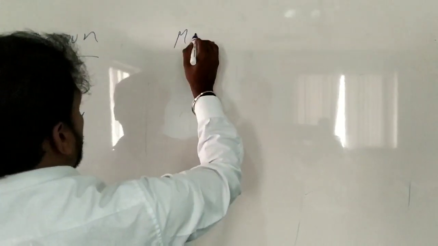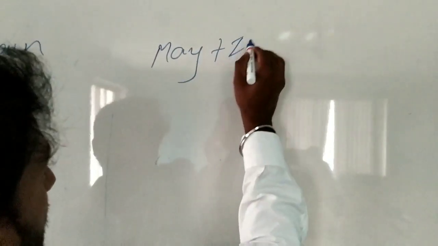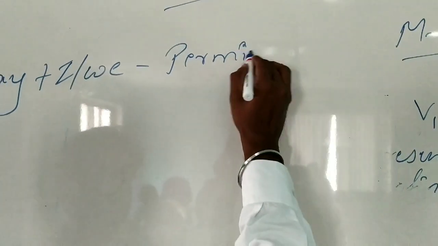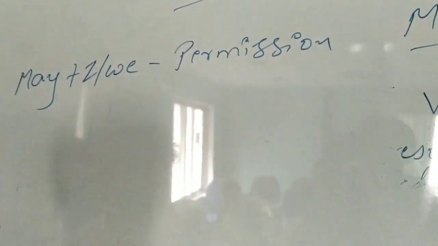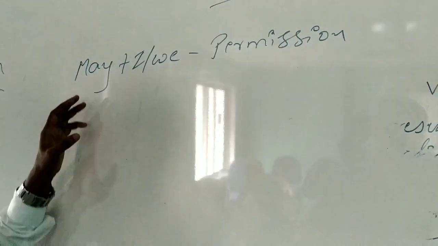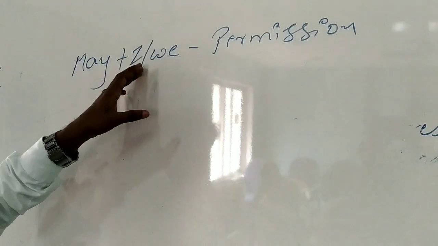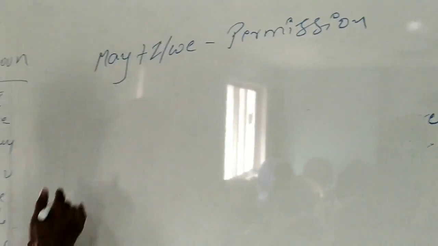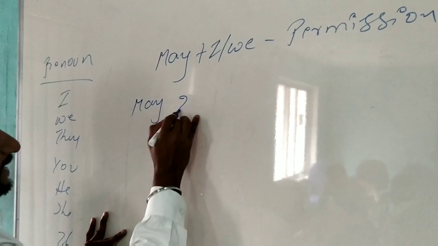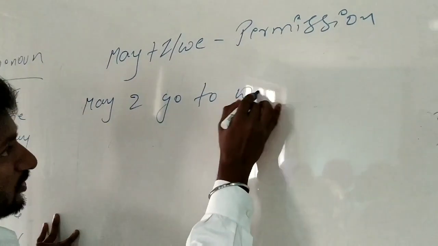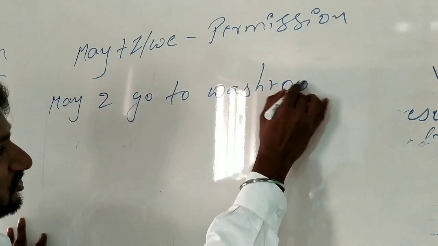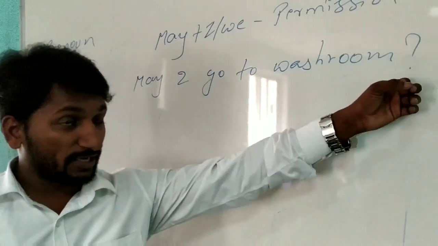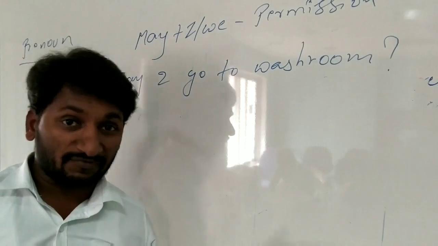If you look at the board, may. If may is followed by I or we, it is mostly used for what? Permissions. Whenever you want to take permission from anybody, we use this. May is followed by either the pronoun I or we, so it is meant for permissions. For example, let me write down an example: May I go to washroom? If a child is asking the teacher, may I go to washroom? It is not only a question, it is also asking for permission.